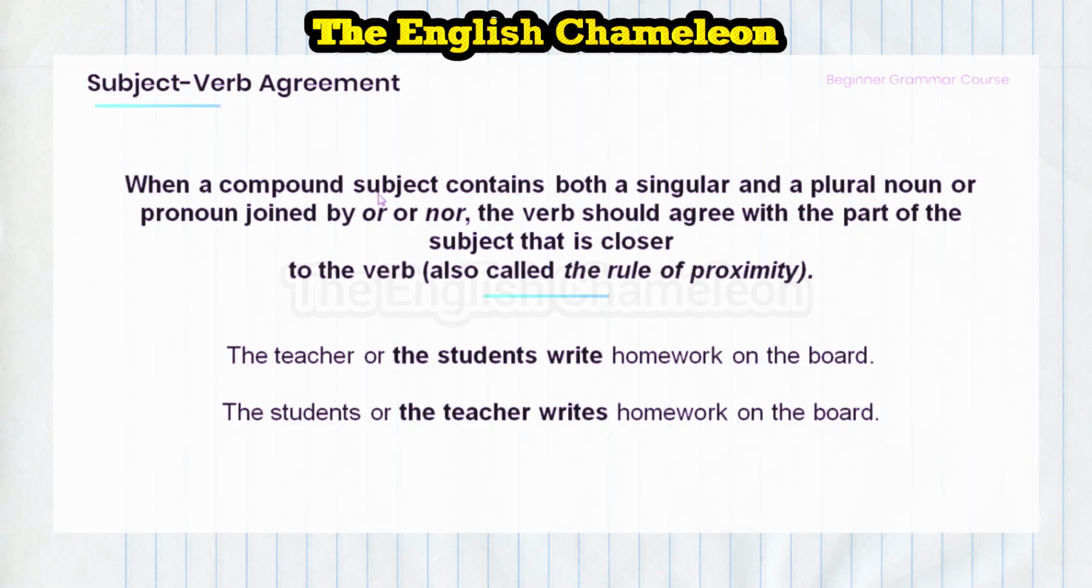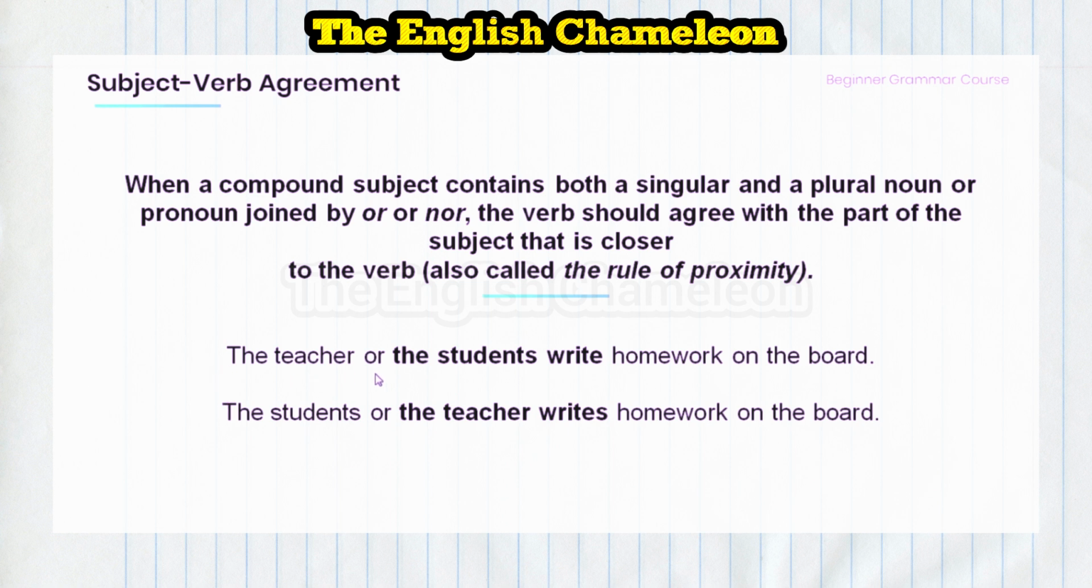Remember that when a compound subject contains both a singular and a plural noun or pronoun joined by or, nor, the verb should agree with the part of the subject that is closer to the verb. And that is also called the rule of proximity. Have a look at the examples below.